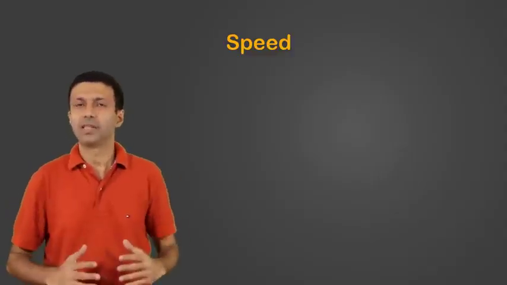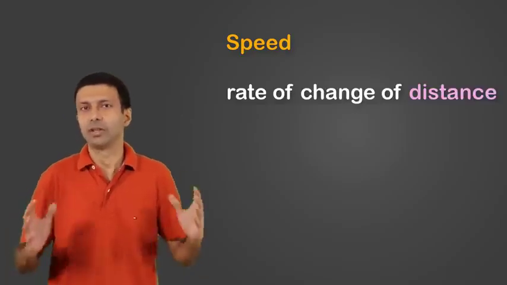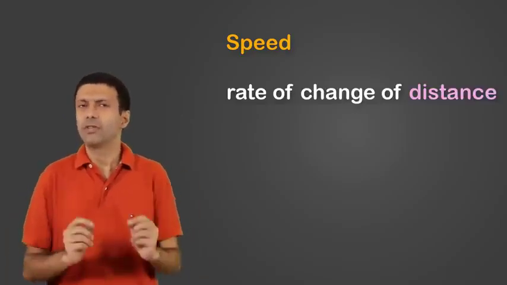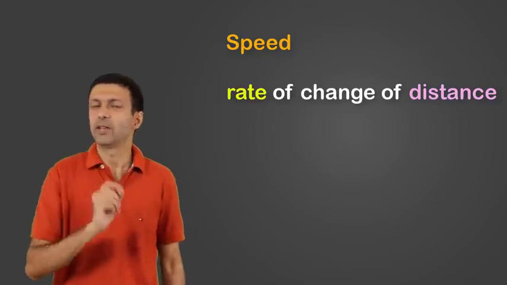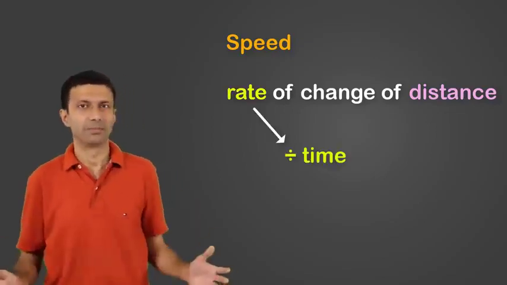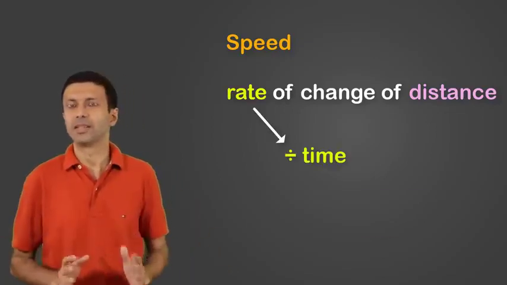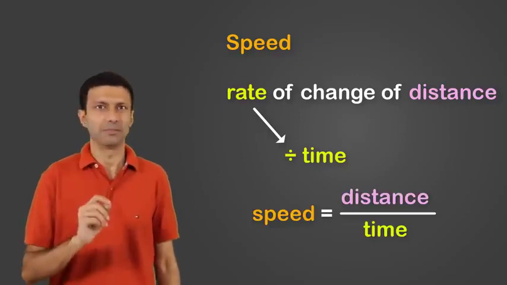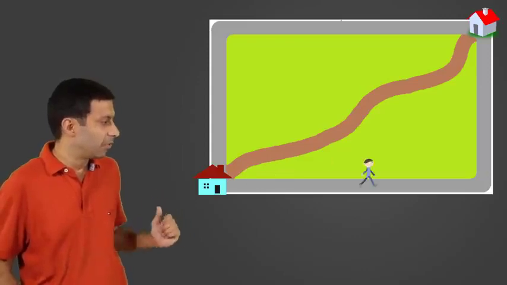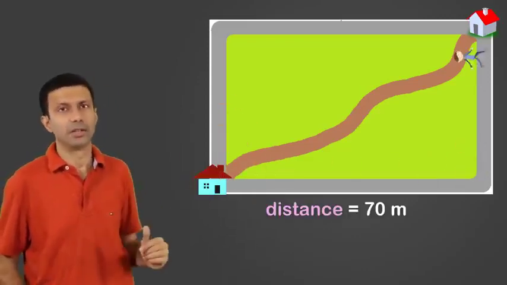Now let's talk about speed. Speed is defined as rate of change of distance. Now whenever you see this word rate, it means divided by time. So the formula of speed is distance by time. Now let's take a look at our example. The distance we had traveled was 70 meters.